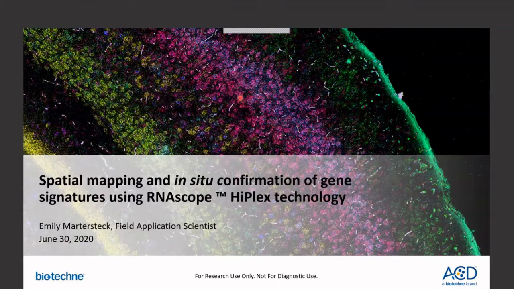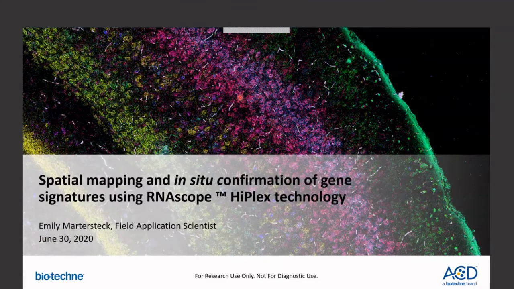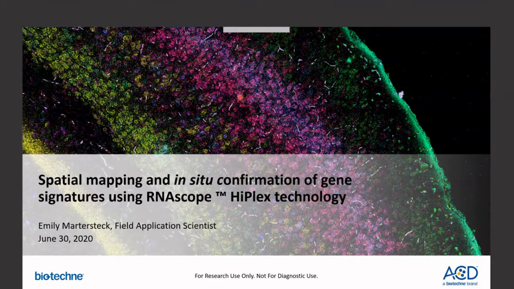Thank you. Thanks so much, Rhonda, and everyone, welcome to today's webinar. I'll be taking the next hour or so to explain in detail how to use ACD's HiPlex assay to confirm gene signatures and spatially map cell types and subtypes of interest in the tissue morphological context. So I hope that whether you've never heard of RNAscope before or you've been using RNAscope for years, you'll get something useful out of today's talk, wherever you may be calling in from. And as Rhonda said, my name is Emily. I'm an FAS, and I'm actually based here in Boston, talking to you right now from my living room.